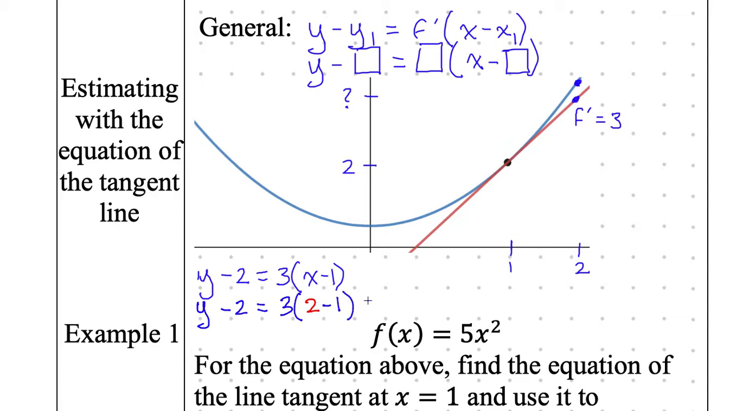And then you can do some mental math. So I'm going to do 2 minus 1, shout it out, is 1, and then that 1 times 3 is 3. And then I need to add 2 to both sides, so 3 plus 2 is 5. So we say that that height is approximately, we'll do this little wavy sign, approximately equal to 5.